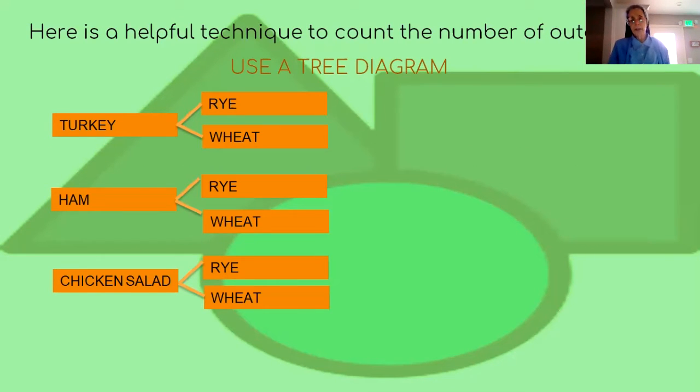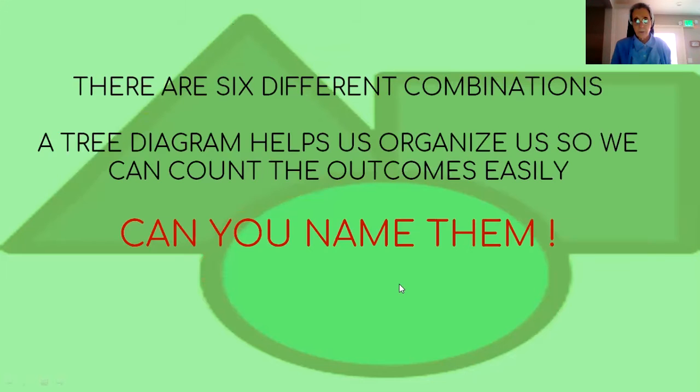Here's a helpful technique when you have more complicated events. So suppose that there are sandwiches offered in the cafeteria, that you can get turkey on rye or wheat bread, ham on rye or wheat bread, and chicken salad on rye or wheat bread. So how many different possibilities do we have? Well, we have 2 here, 2 here, and 2 here. So altogether, there are 6 different possibilities. A tree diagram helps us to organize ourselves so that we can count the outcomes more easily. Okay?